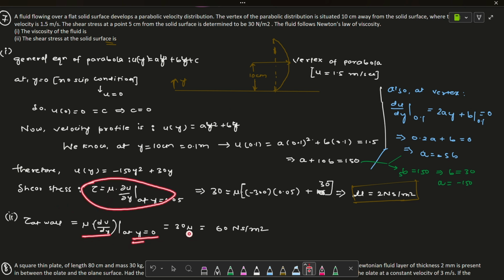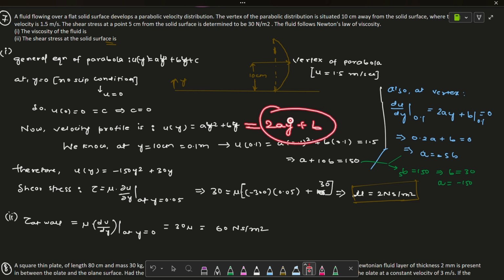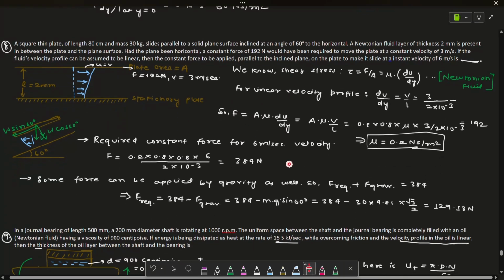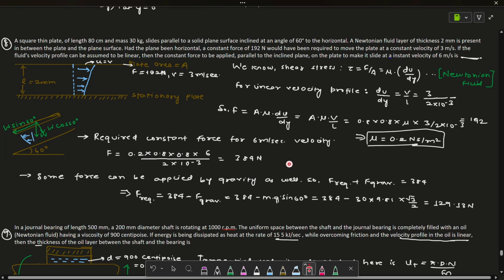Just simple. If you differentiate you will get 2ay plus b. So y equal to 0 means this term vanishes, only b will be there, multiplied by mu. 30 into mu, the value of b is 30, and I have used the mu value that we found in the previous problem. Just put the value of 2 here, and 30 into 2 is equal to 60 newton second per meter square. So I hope the above question is clear to you.